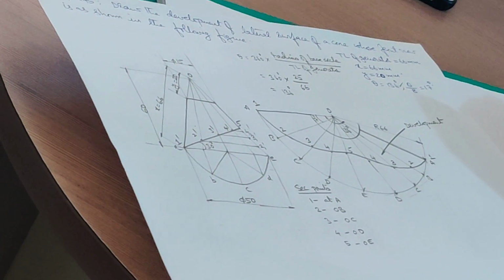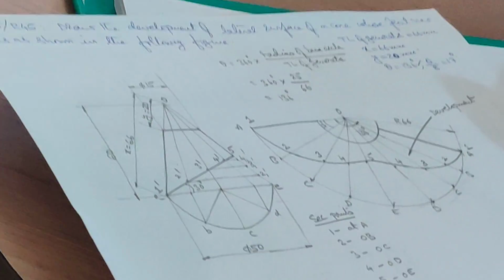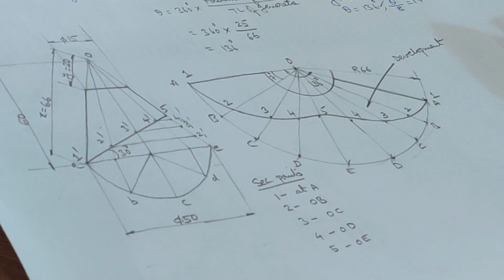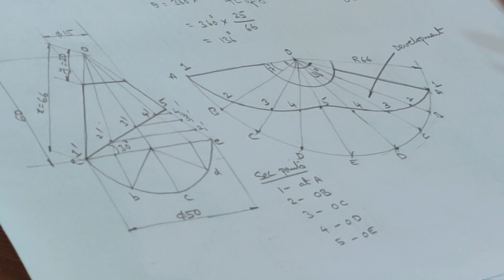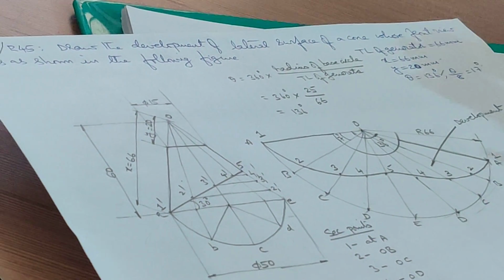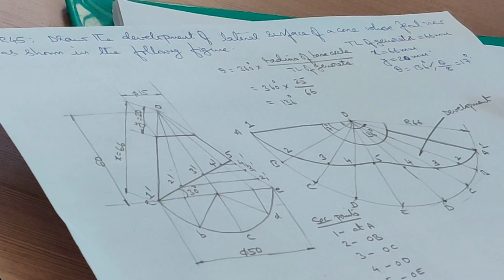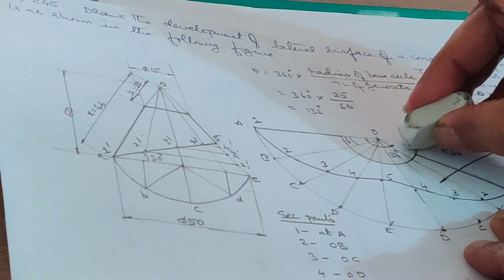So that completes this problem also, students. This is the last problem in development of surfaces. So it is left to your choice now. Some students feel isometric projection easy, some students feel development of surfaces easy. You have to choose wisely in the examination between these two. So the arc has to be drawn only till here.